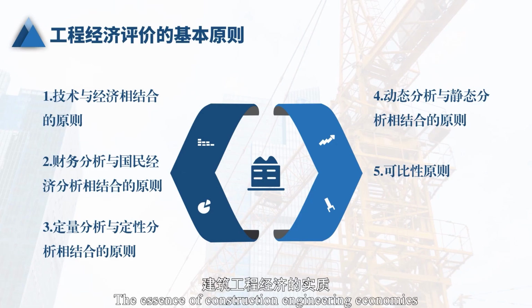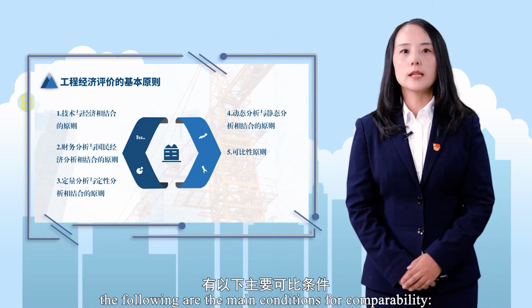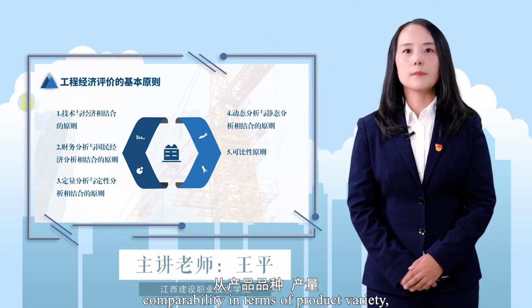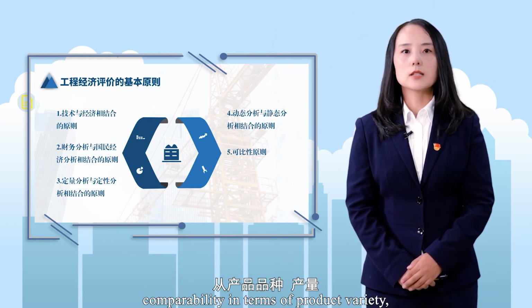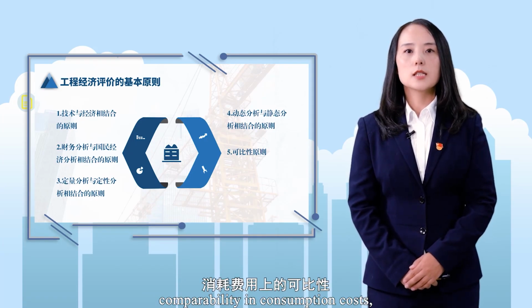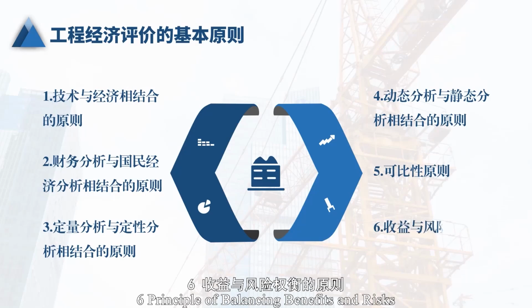The essence of construction engineering economics lies in economic comparison. Based on the primary tasks of engineering economics, the following are the main conditions for comparability. Comparability in meeting needs. Comparability in terms of product variety, output, and quality. Comparability in consumption costs. Comparability in time factors. And comparability in prices. Sixth, principle of balancing benefits and risks.